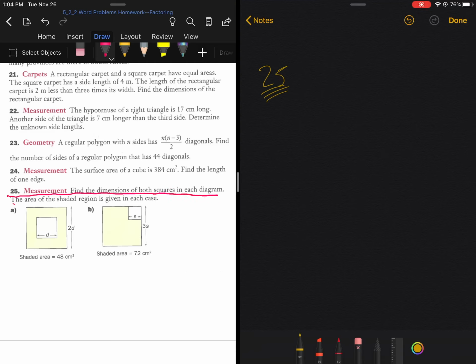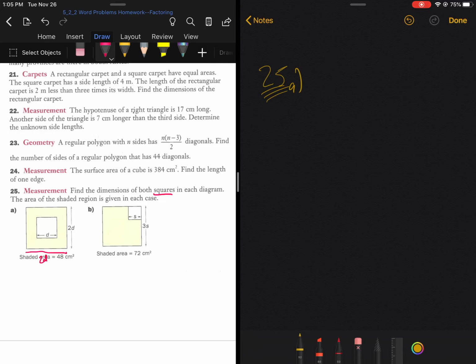Question 25. Find the dimensions of both squares in each diagram. The area of the shaded region is given in each case. So given the area of the shaded region, find the dimensions of each square. I guess it's two separate questions. Yeah, they are. Okay, the first one, let's look here.